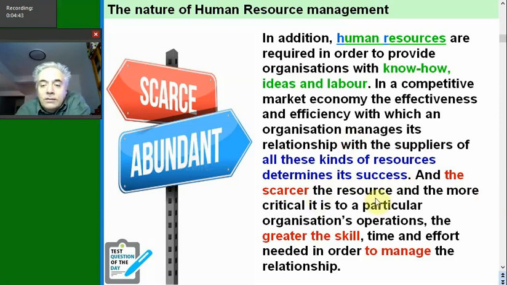And the scarcer the resource, and the more critical it is to particular organizations, operations, the greater the skill, time and effort needed to manage a relationship. So I'm trying to say, if it is scarce to find people to do what you're looking for, the greater the skill you have to employ to find those people, right? So maybe even pay them a little bit more, right? Because it's scarce. But if it's abundant, it's going to be easier to find people. You can pay less. This is kind of the law of demand and supply. But okay.